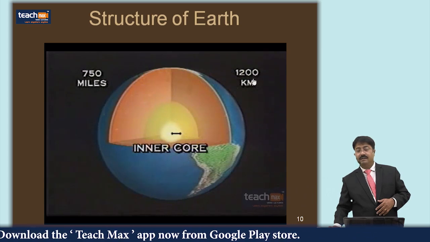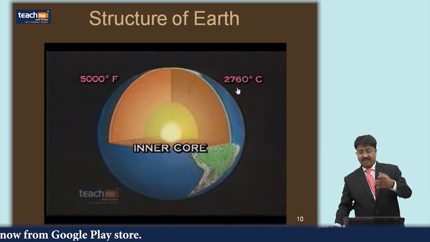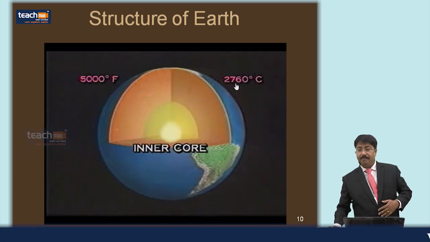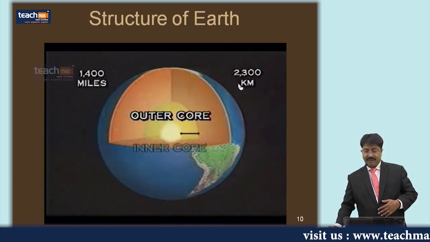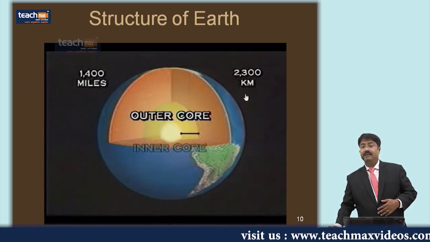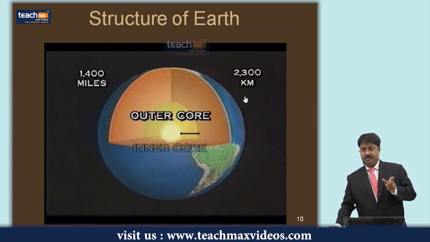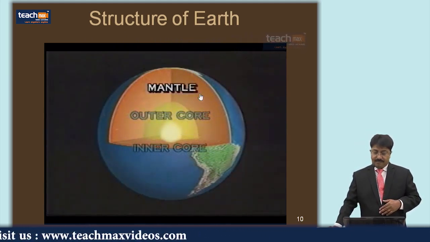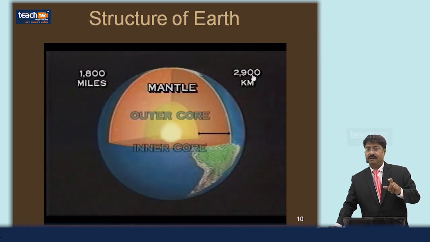This inner core has a width of 1200 kilometers, with a 2760 degree temperature, as I stated in my initial stage. The outer core has a thickness of 2300 kilometers. It is in a molten stage, purely molten. On the other hand, the mantle is divided into Sial and Sima, with a thickness of 2900 kilometers.